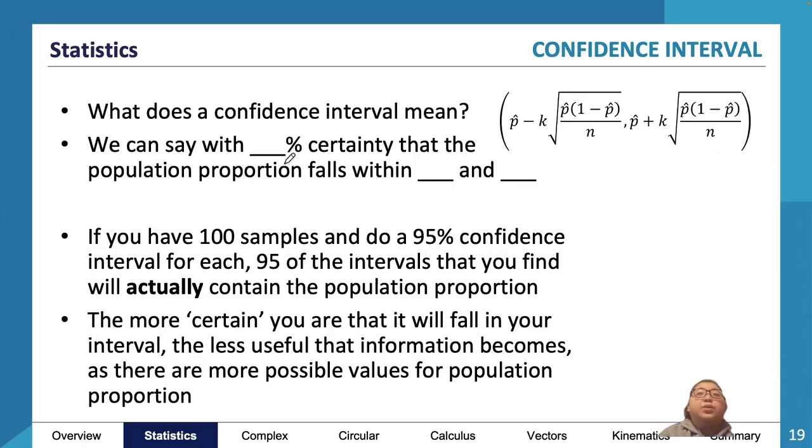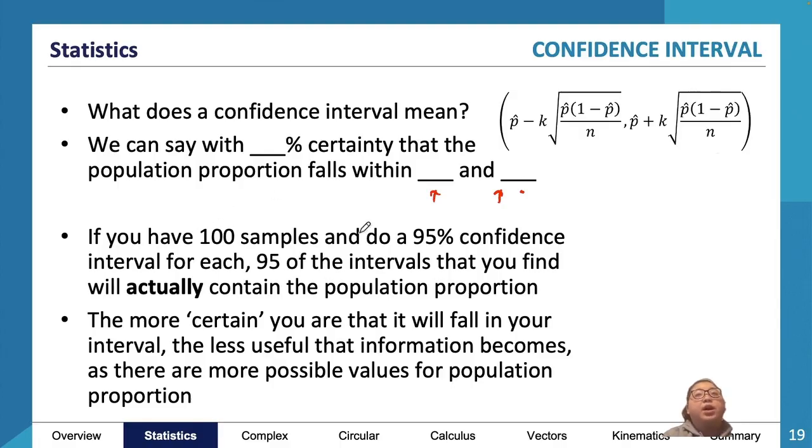Okay, so what does the confidence interval mean? If they ask you what this confidence interval means and how to represent it, it's essentially that we say with something percent certainty, depending on the confidence level, that the population proportion falls between here and here. This is often when you have the sample proportion and you're talking about what the population has.